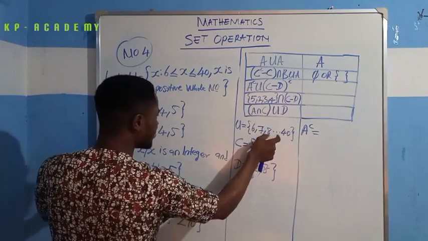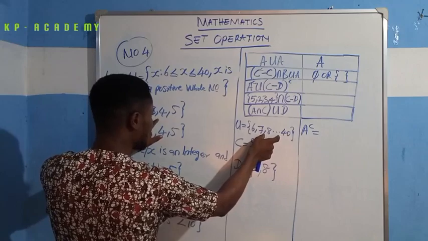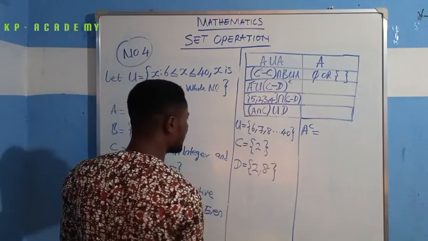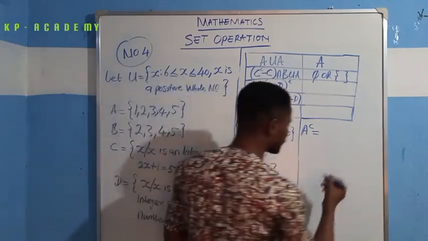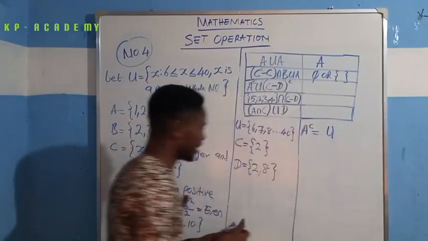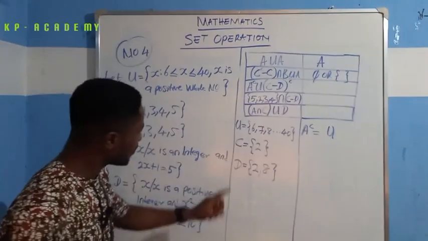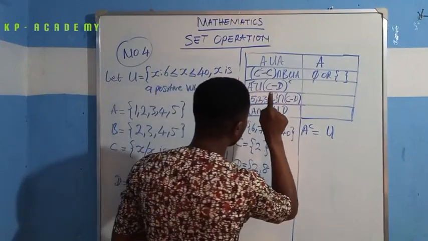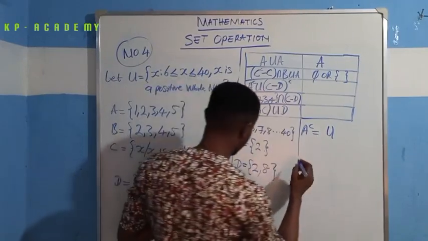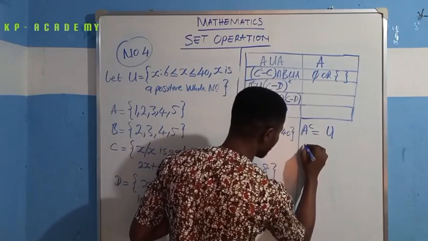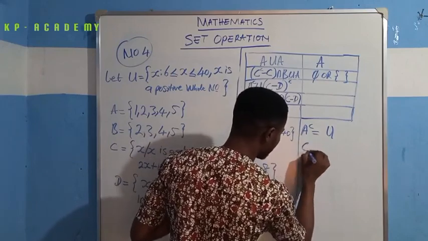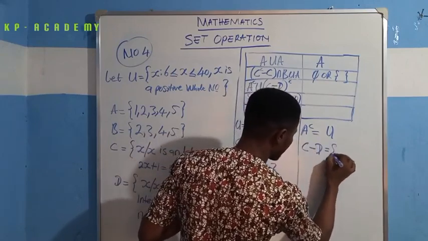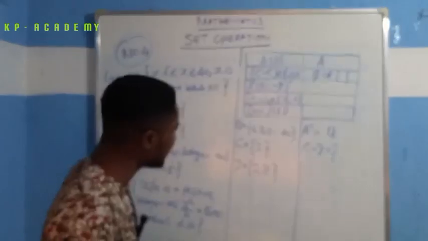If you watch carefully, these two sets do not have anything in common. Therefore, this A complement is still going to be set U. Very, very important we understand that. Now, next thing to be done from here is to find A minus D, sorry, C minus D. So that is the relative complement of these two sets.